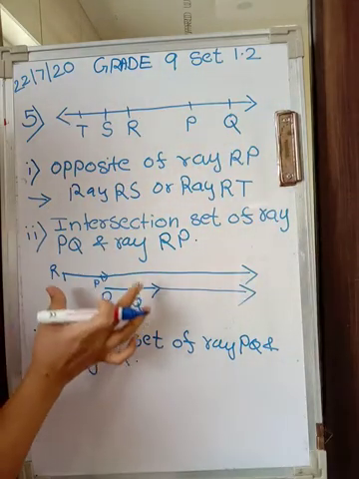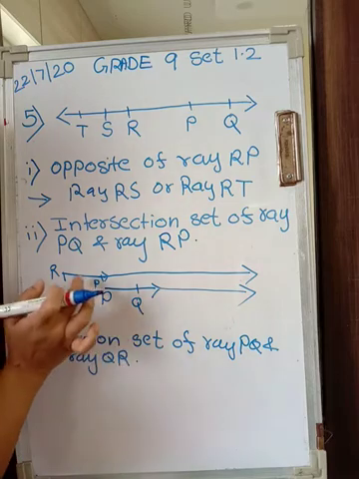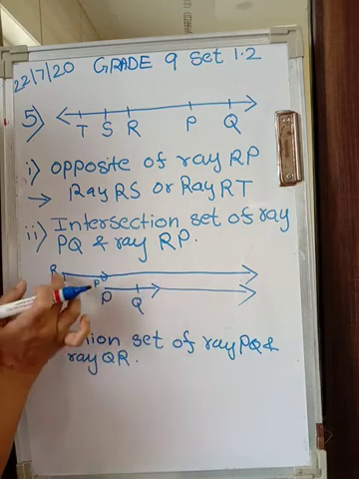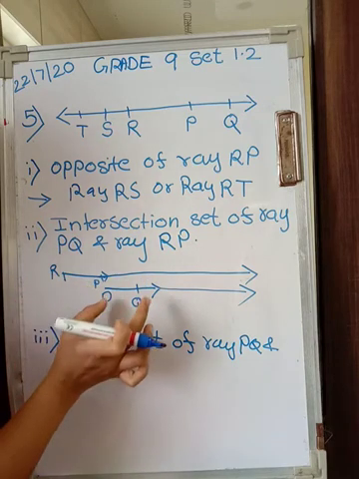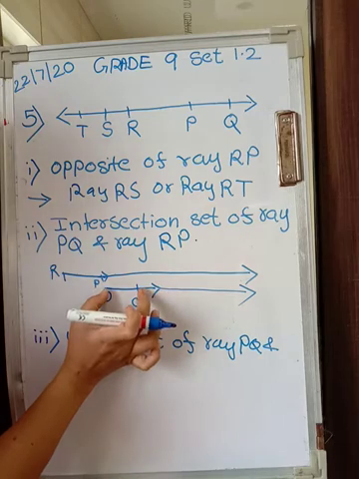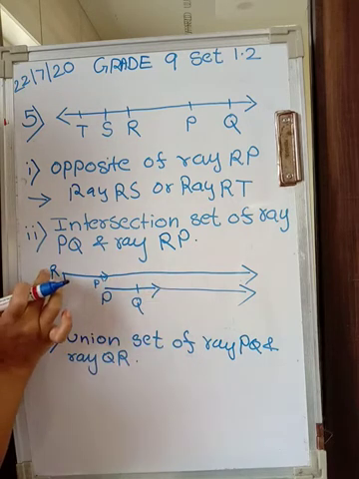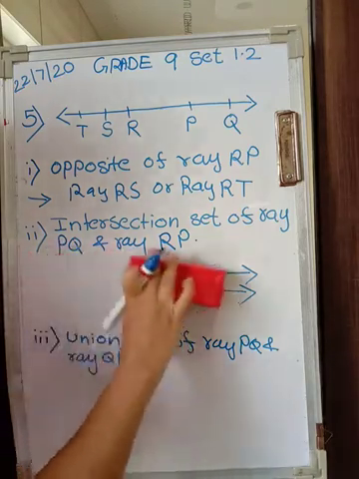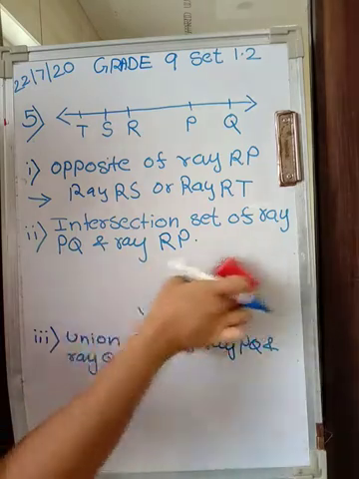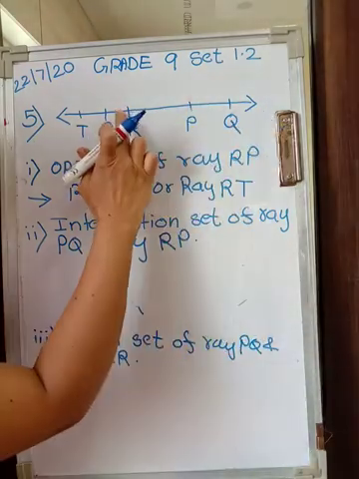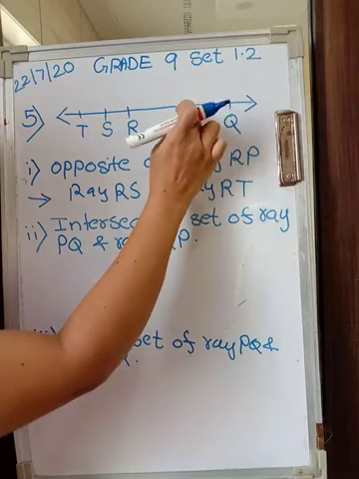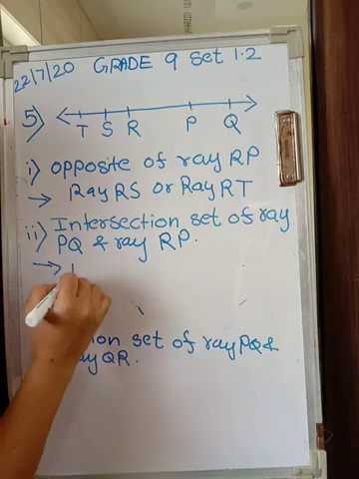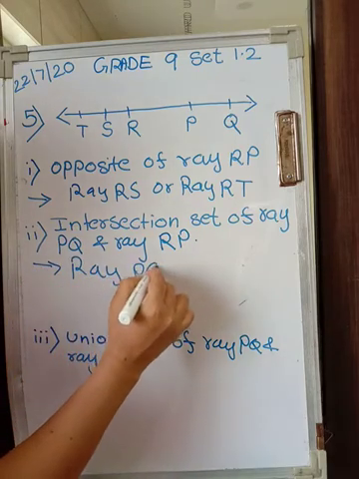Alright. Now intersection means what? Common. So what is common? Automatically, if this ray is extending over here, ray PQ becomes part of ray RP. Yes or no? So complete ray PQ itself is common to ray RP. Are you understanding me? And therefore, what is intersection set of ray PQ and ray RP? Again see PQ and RP. If this is extended, whole ray PQ is common to both of them. Alright. So answer is ray PQ itself.